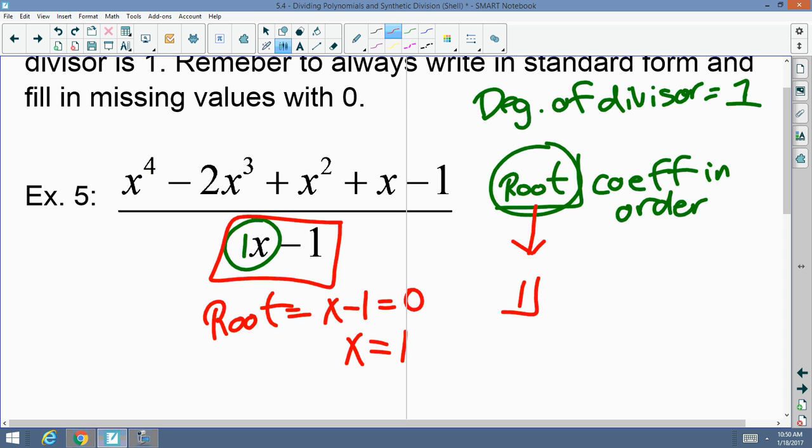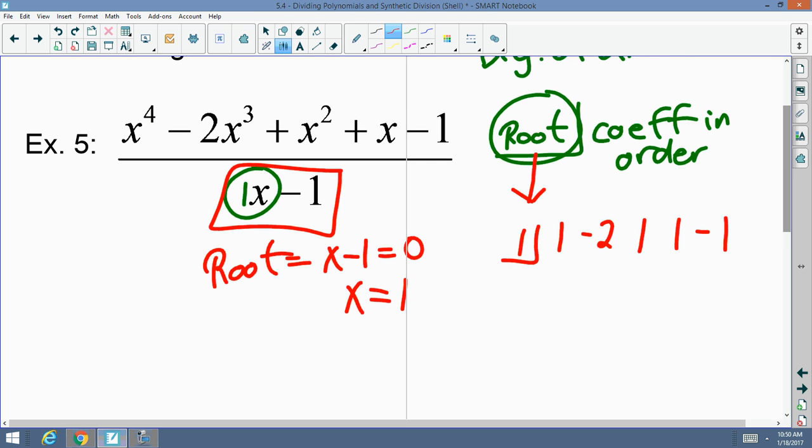Now I put the coefficients in order. x to the 4th has a coefficient of 1. x to the 3rd has a coefficient of negative 2. x squared has a coefficient of 1. x has a coefficient of 1. And then there is a constant of negative 1. Does everyone see where I got those numbers? Now, no, they're not going to cancel. You're going to drop the first number.